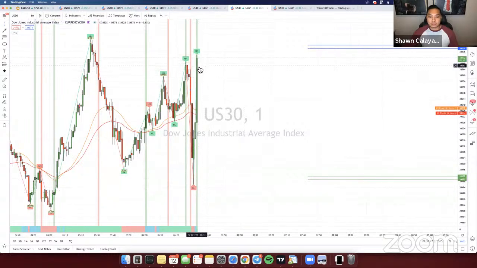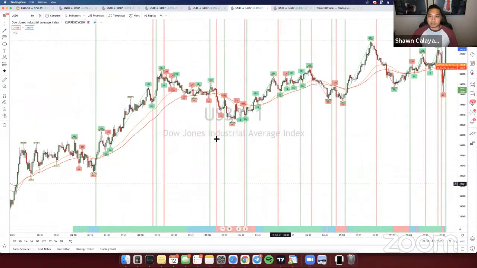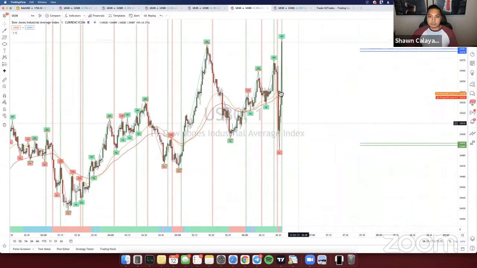This would technically be the breakout, but I don't think I'm going to be taking it because of what happened yesterday. I don't want to get caught on the wrong side of the market when price is being manipulated, because obviously this is clear manipulation, right? You can see how far it dropped right here.